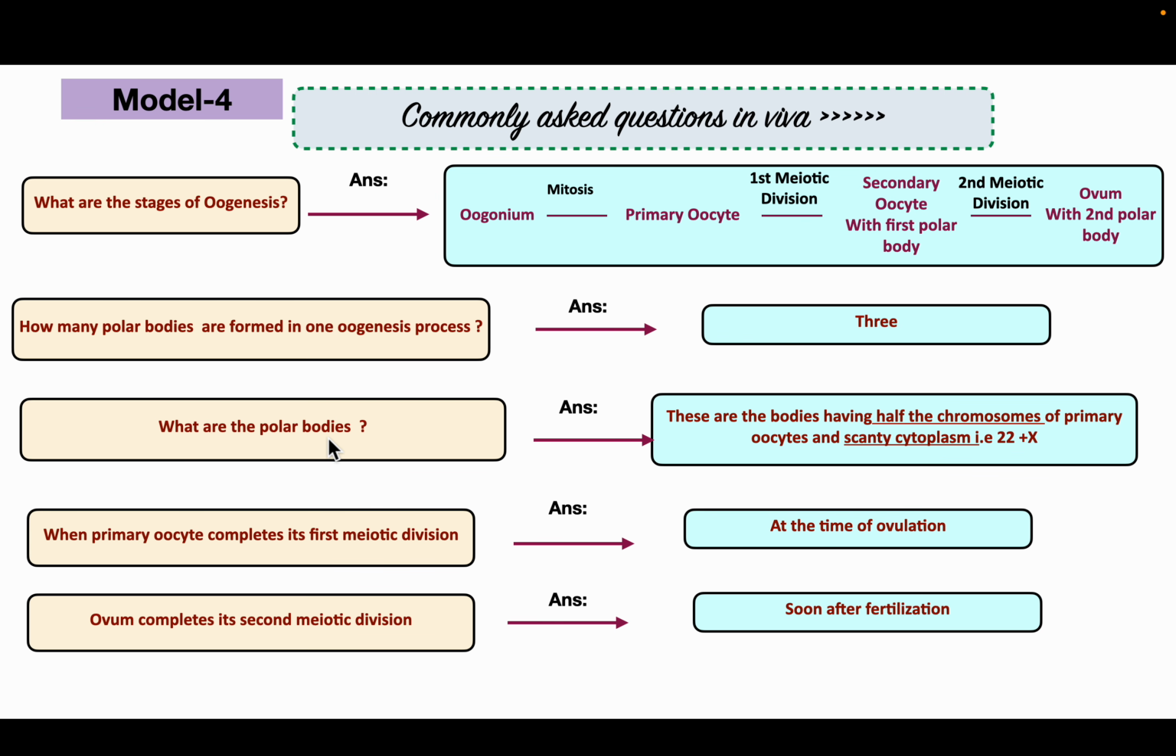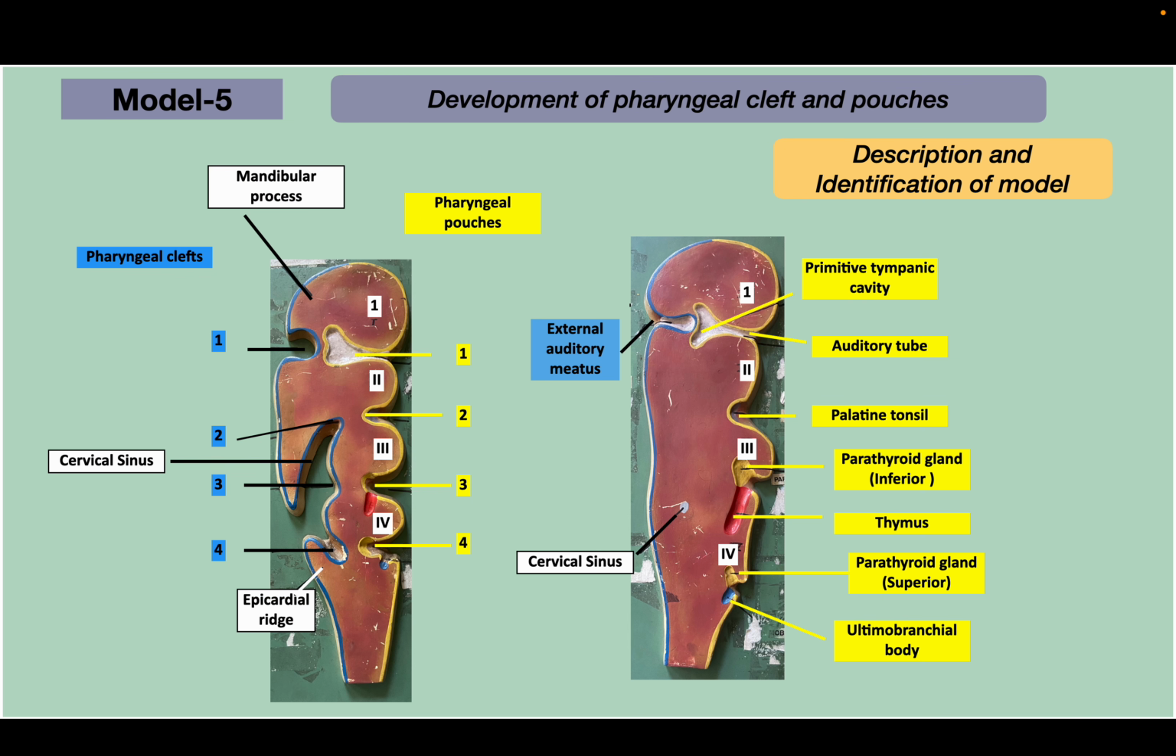So polar bodies are formed when primary oocyte completes its first meiotic division at the time of ovulation. The second meiotic division is completed soon after fertilization. So you can say these are the important questions which can be asked from that model.